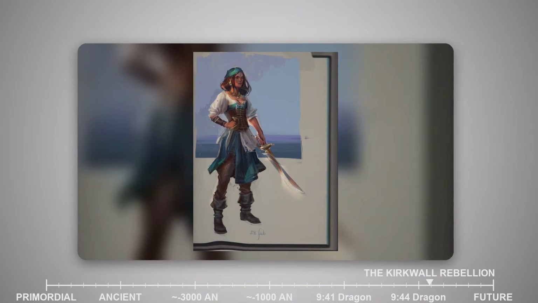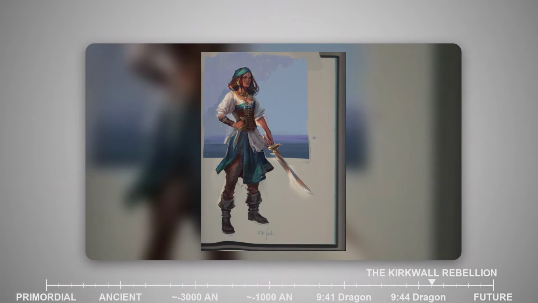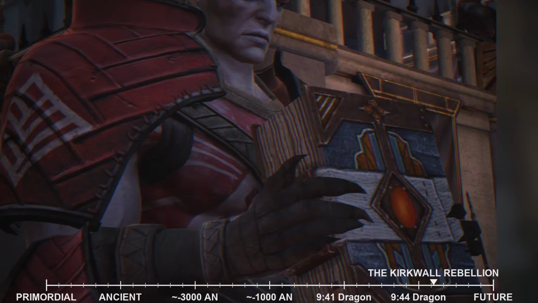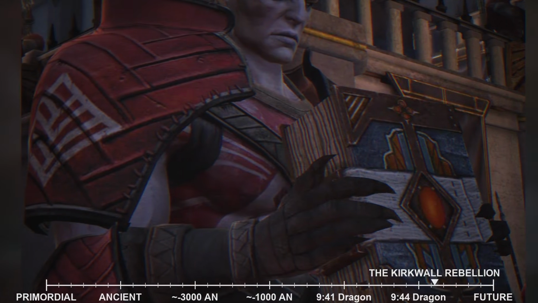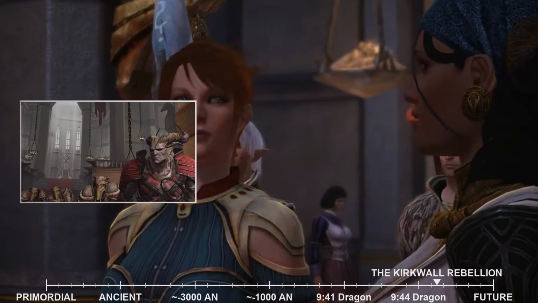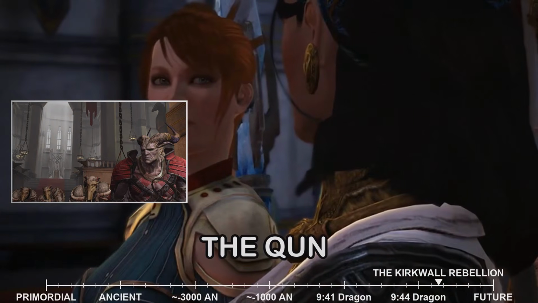Another significant ally and a source of considerable conflict was Isabela, a roguish pirate captain with a penchant for trouble. Isabela, a free spirit and master of evasion, had inadvertently lost a highly valuable and sacred Qunari relic, the Tome of Koslun. This tome, a foundational text of the Qun, the strict philosophical and social code of the Qunari people, was of immense importance to them.